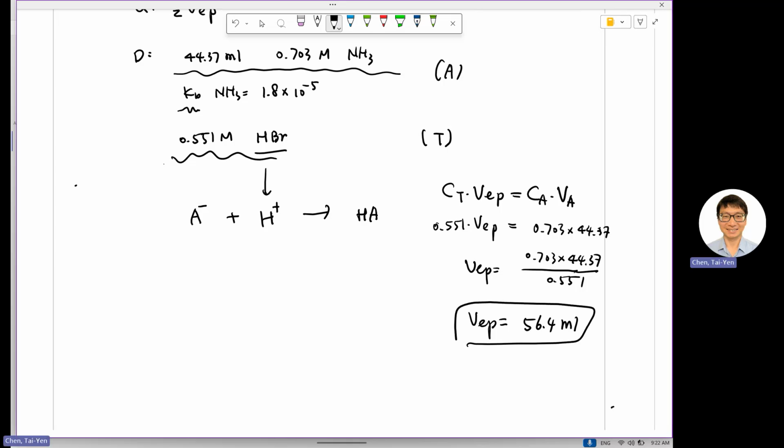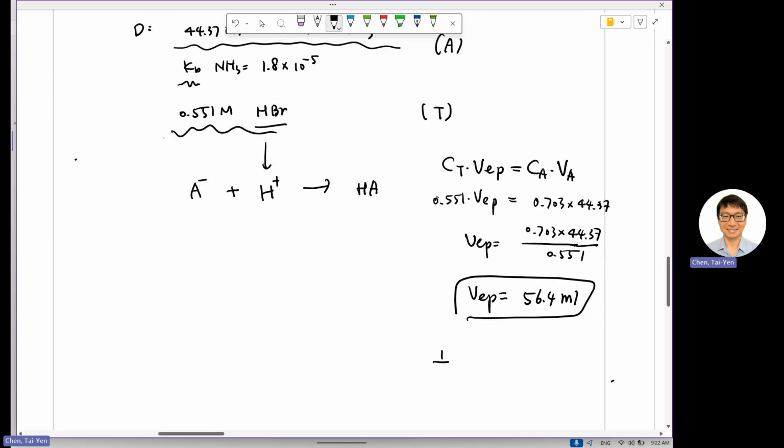Okay, but this is actually not the answer, right? You want the half equivalence point. So the half equivalence point will equal 56.4 divided by 2, which is going to give you a volume of 28.2 milliliters. Right, that will be the answer. Okay, very straightforward. Any questions for this? It should be straightforward for you.